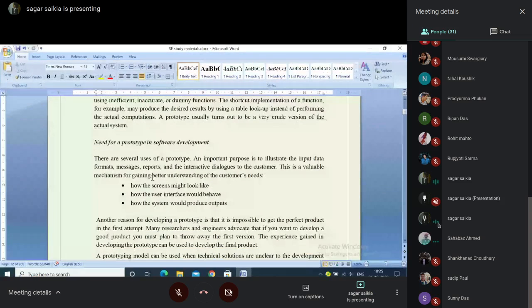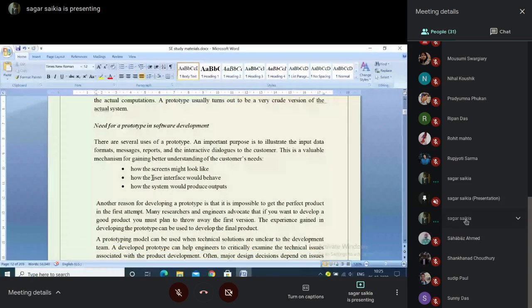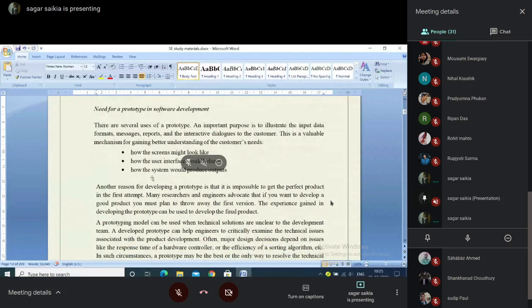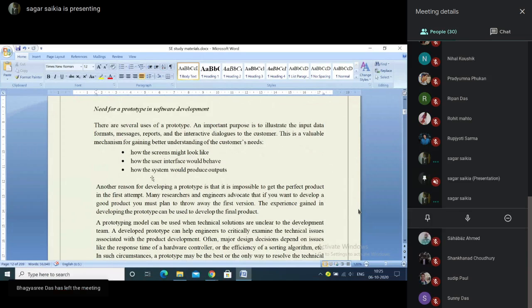Another reason for developing a prototype is that it is very difficult to build a perfect product in the first go. So we always need to have a model to reference so that we become much more clearer. Yes, that's it.